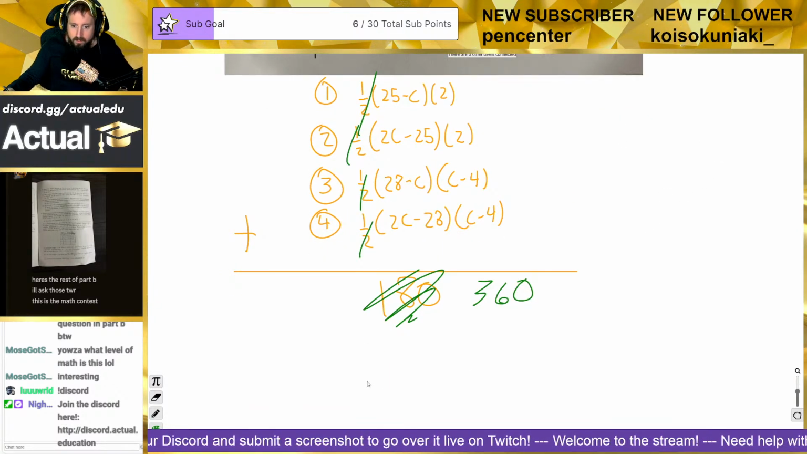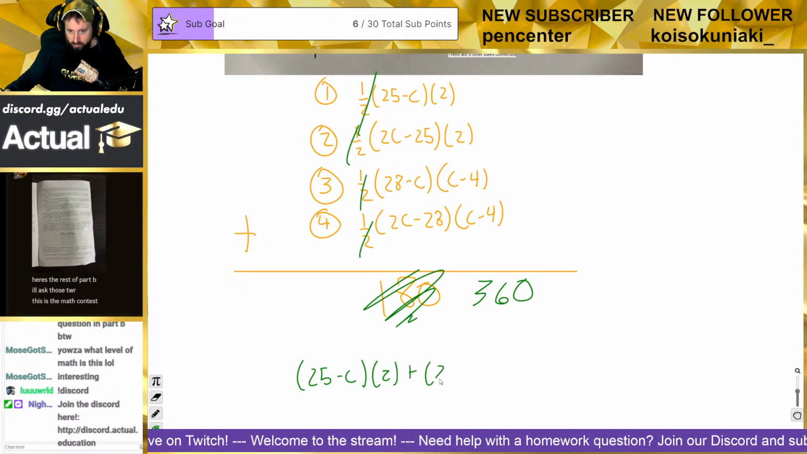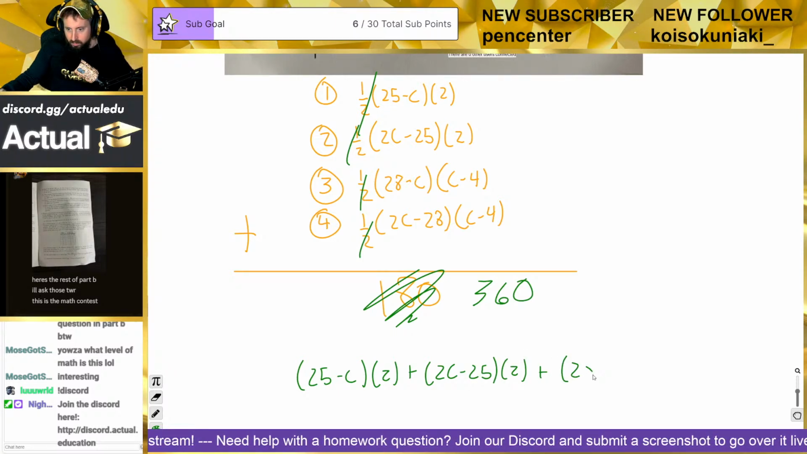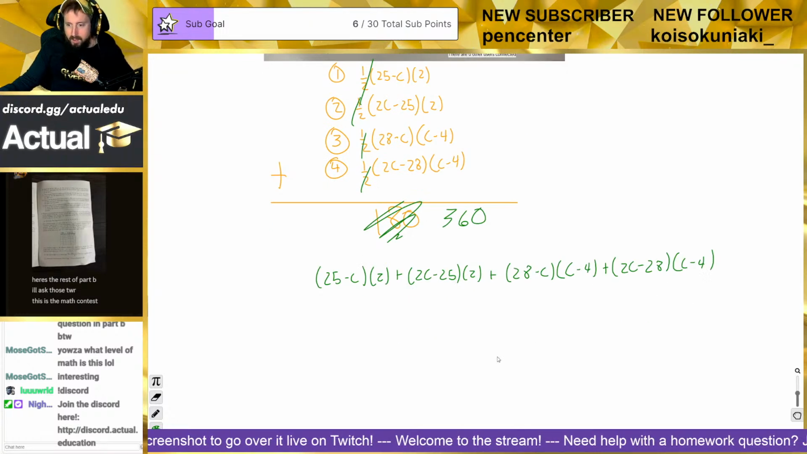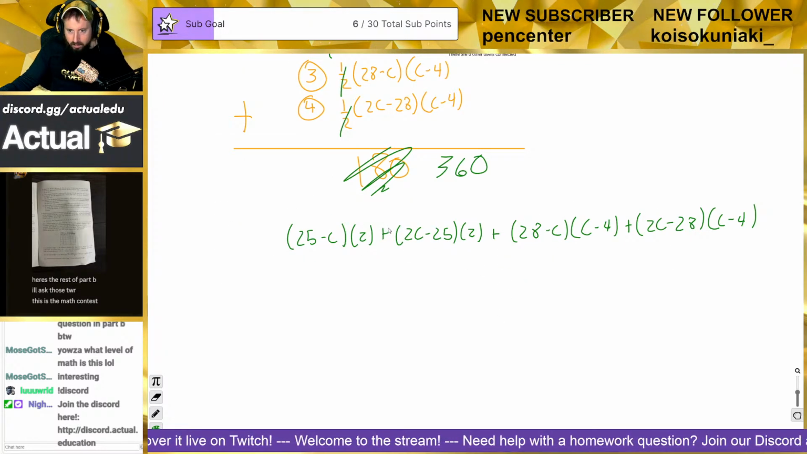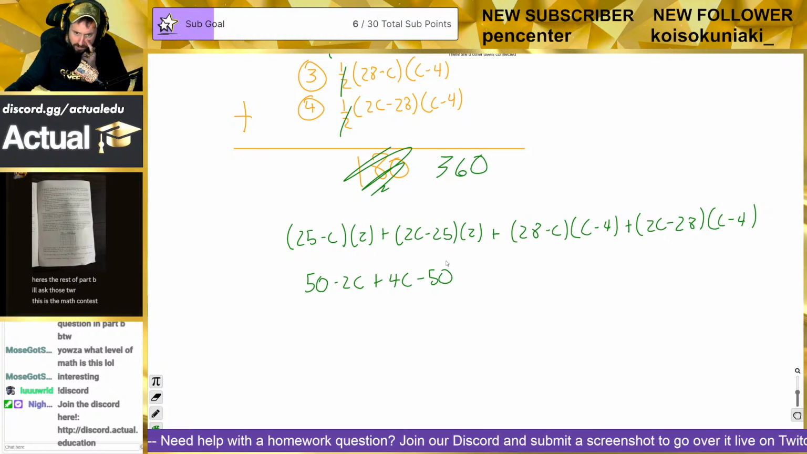Okay. So then I have 25 minus c times 2 plus 2c minus 25 times 2 plus 28 minus c times c minus 4 plus 2c minus 28 times c minus 4. And this is just going to be a lot of annoying factoring. Okay, so this is 50 minus 2c plus 4c minus 50. Well, that's cool. At least the 50s go away.